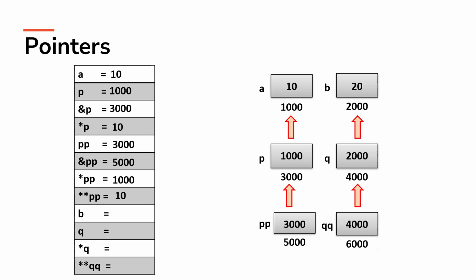Very good. 10. What is B? 20. Very good. What is Q? 2,000. Very good. What is star Q? Star Q, value at 2,000. That is 20. What is star star Q? 20. Very good. So I hope most of you have got a clear picture of pointers and how addresses of pointers are stored.